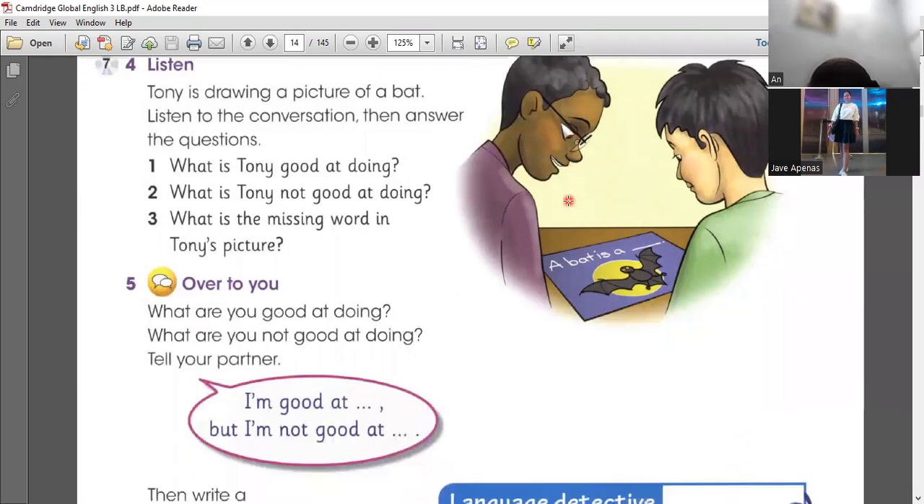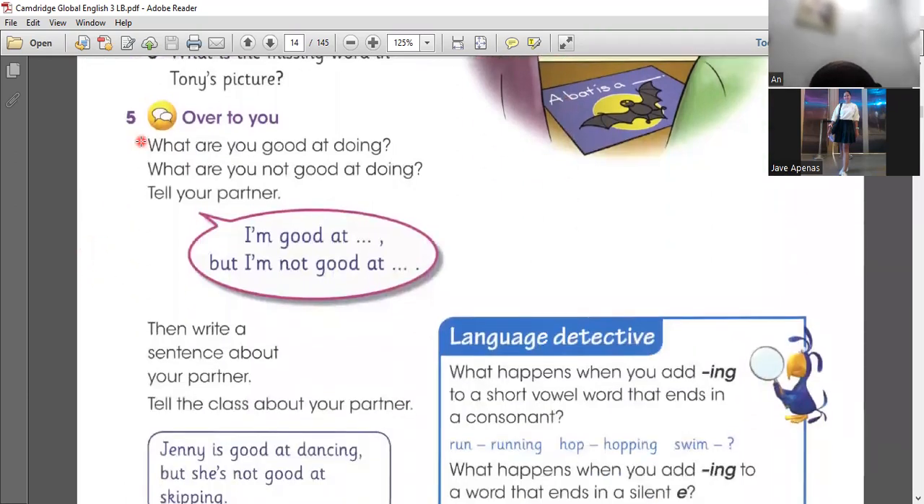All right. So, next one, let's do the fifth exercise. What are you good at doing? What are you good at doing? For me, for example, I'm good at, let's say, making or drawing. Yeah, you can use making or drawing a bat, or drawing animals. I'm good at drawing animals. Okay, how about you? What are you good at?